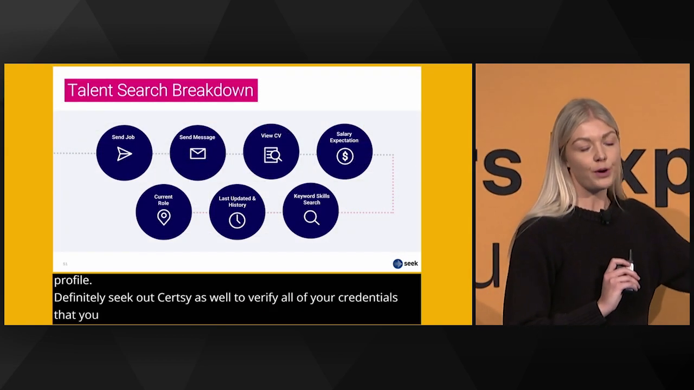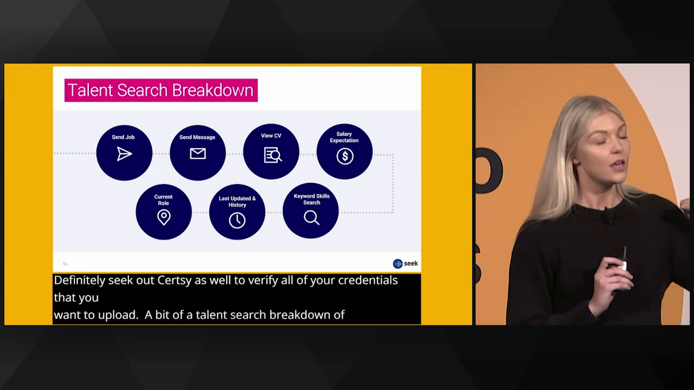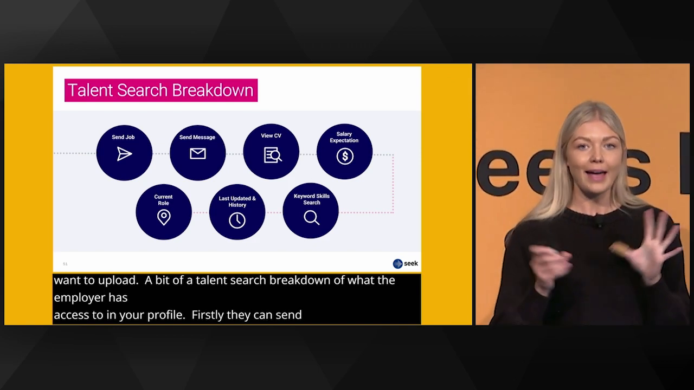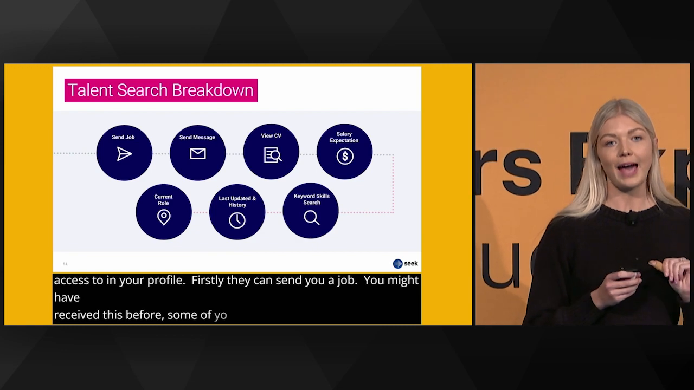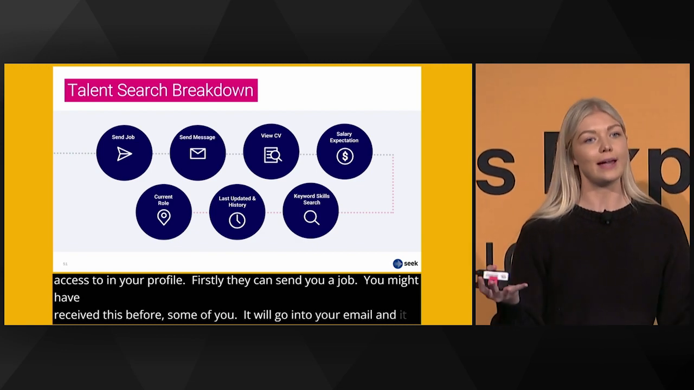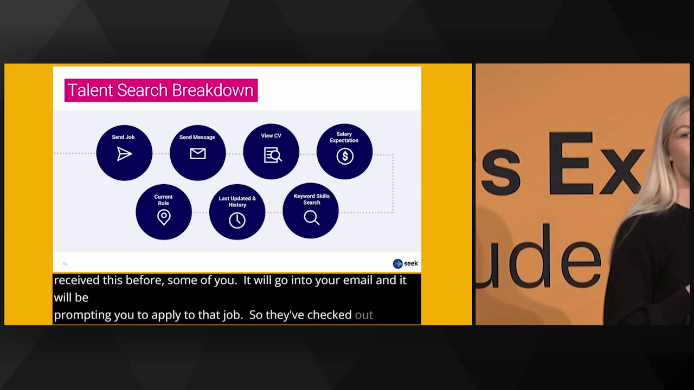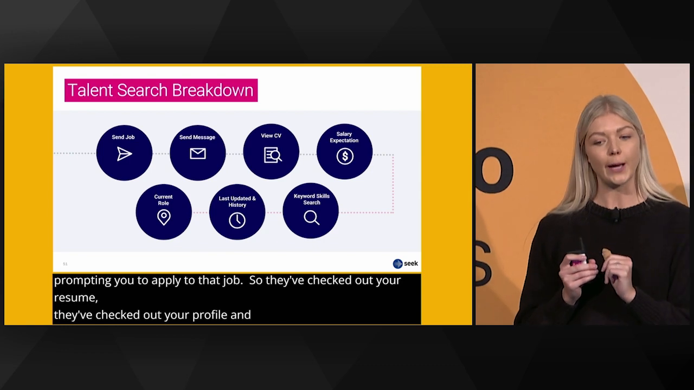So a bit of a talent search breakdown of what the employer has access to in your profile. So firstly, they can send you a job. So you might have received this before, some of you. It will go into your email and it will be prompting you to apply to that job. So they've checked out your resume, they've checked out your profile, and they thought that you're a good match. So they're prompting you to apply.